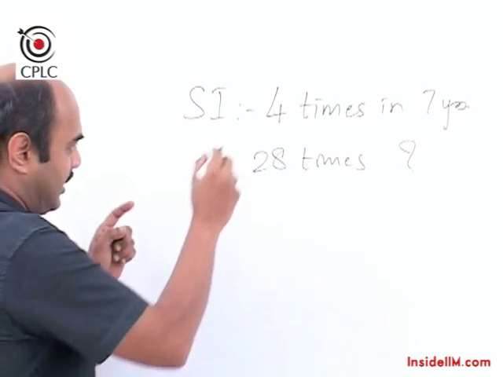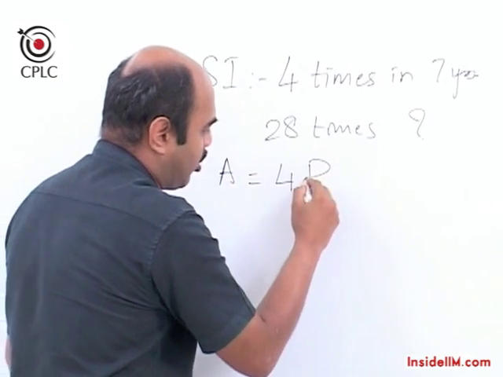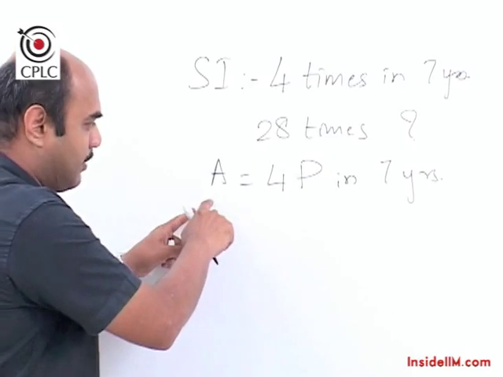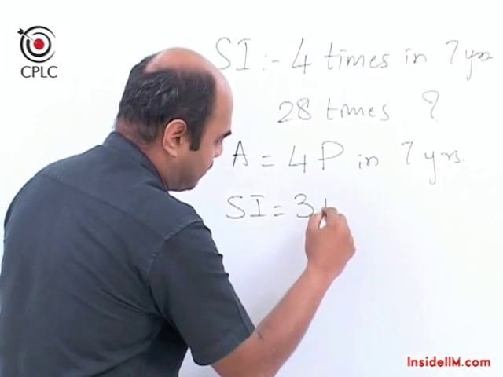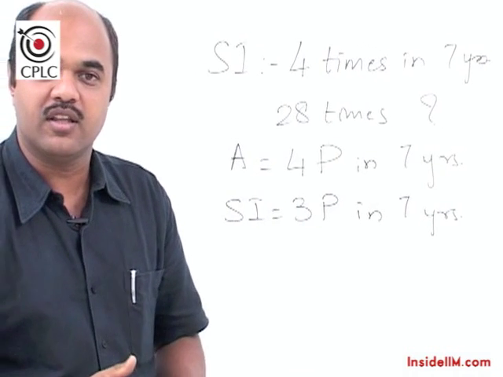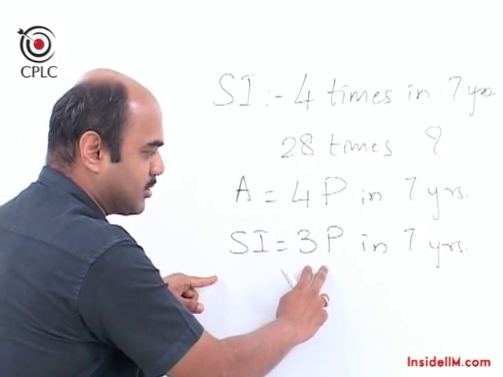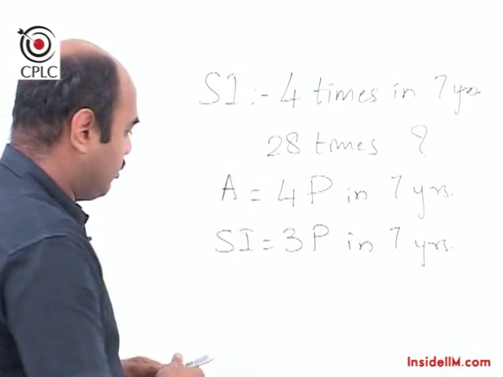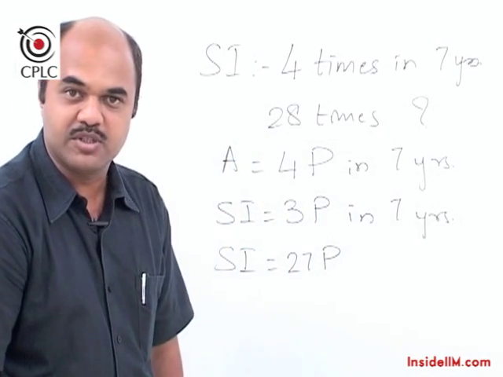Now when we look at this example, if I say the principal is P, then the amount becomes 4 times P in 7 years. This is given to us. If the amount has become 4 times the principal, it means that the simple interest has become 3 times the principal in 7 years. Because we've already looked at a formula that amount is equal to principal plus simple interest. So simple interest becomes 3 times the principal in 7 years, and you want the amount to become 28 times, which would mean that you want the simple interest to become 27 times the principal.